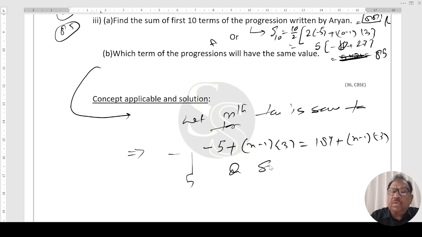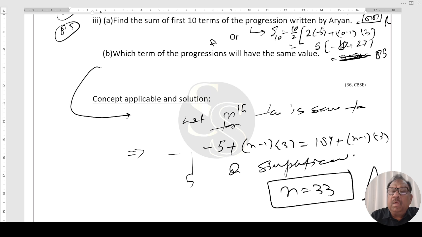On simplification, we get n equal to 33. The 33rd term will have the same value written by Aryan and Roshan. Right? Next question.